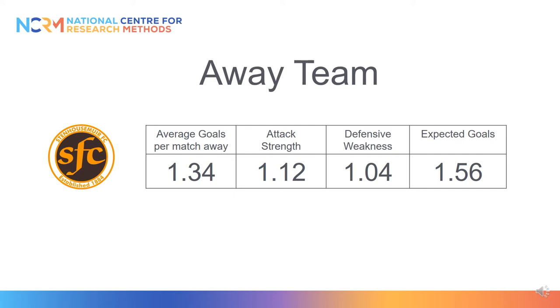They are also playing Stirling Albion, who have a slightly suspect defence and have conceded 51 goals when the league average is 49 goals. Stirling have a defensive weakness of 1.04. Therefore, given Stenhouse Muir's better than average scoring ability and Stirling's sadly slightly weaker than average defence, I estimate that Stenhouse Muir can expect to score 1.56 goals, i.e. 1.34 times 1.2 times 1.04.